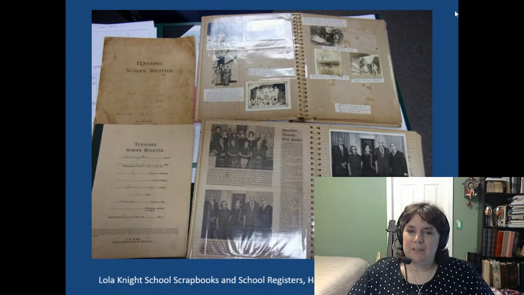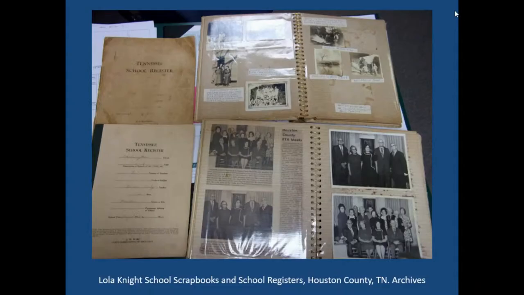And to whet our appetites, this is just an example of some of the school records that I have in my archives, which you're going to see a lot of different things today. These are the Lola Knight school scrapbooks and school registers. Lola Knight and her twin sister, Laura Knight, were both teachers in Houston County, Tennessee for many, many years. And so she kept scrapbooks. The school registers over to the left are actual registers that she kept as a teacher.